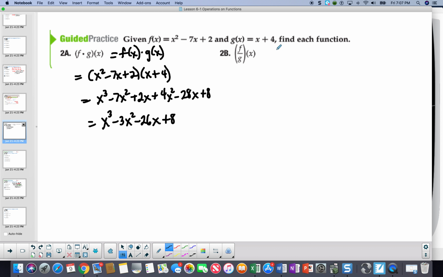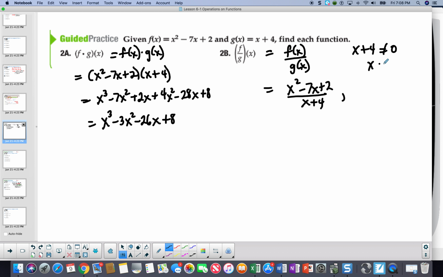Now let's take a look at b, which means f of x all over g of x. Our f of x is x squared minus 7x plus 2, and our denominator is x plus 4. But you can't stop here, because you've got to give me the restriction. We know that the restriction is x plus 4 cannot equal 0, so x cannot equal negative 4. And you have to put this as part of your answer. This is telling us that there's a restriction on our domain.